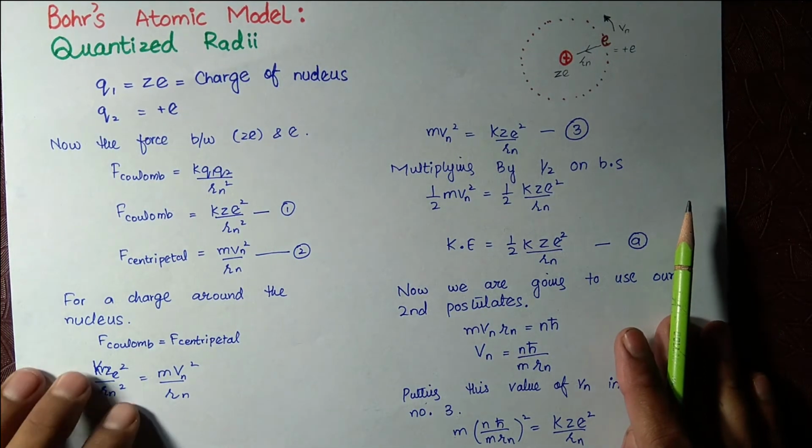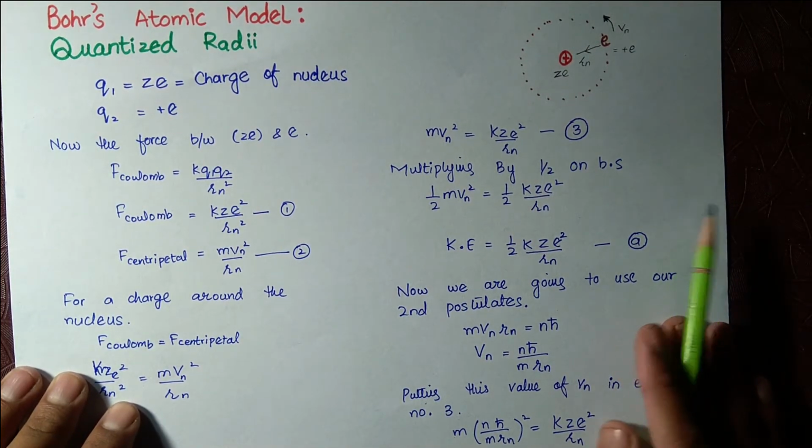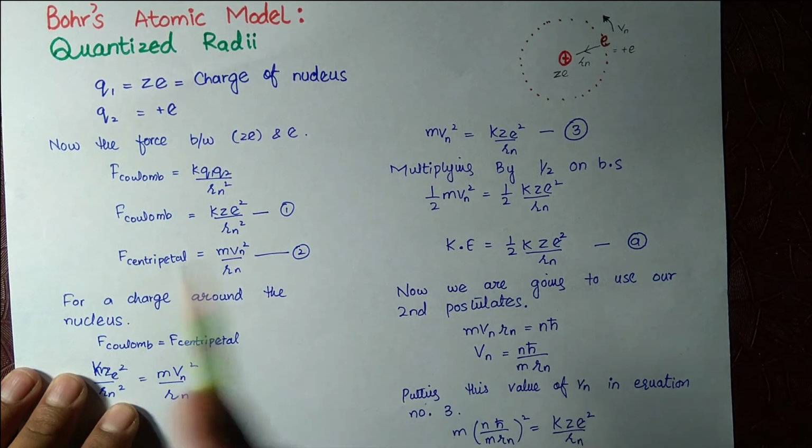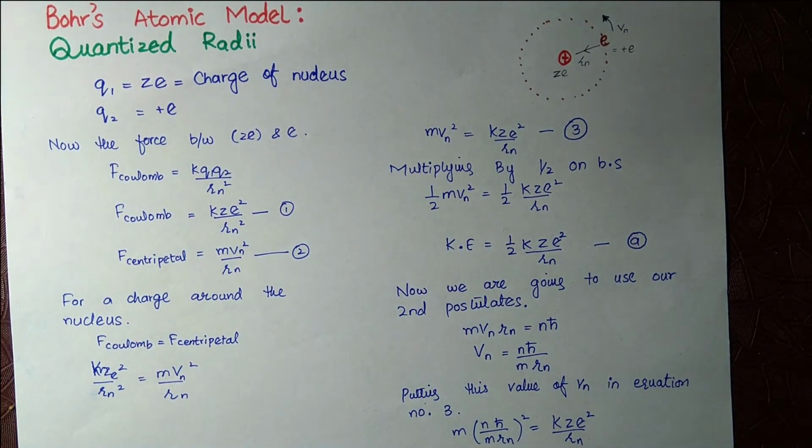So let's move on. First we have to understand what an atom is, because we are talking about an atomic model. So this is a Bohr atomic model. Then we will talk about what Coulomb potential is, Coulomb attraction is, or Coulomb repulsion is.